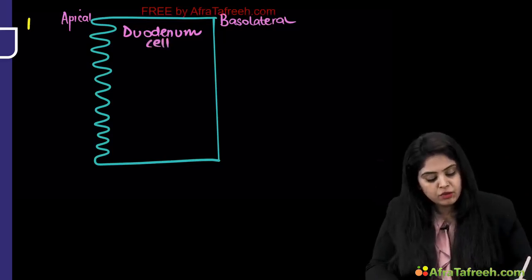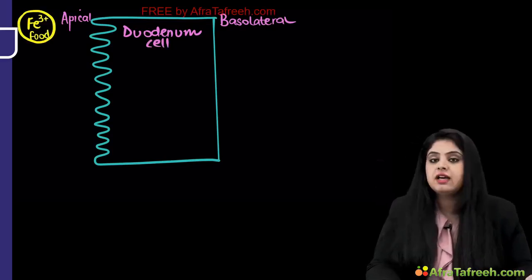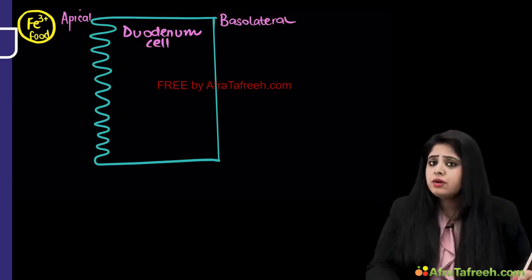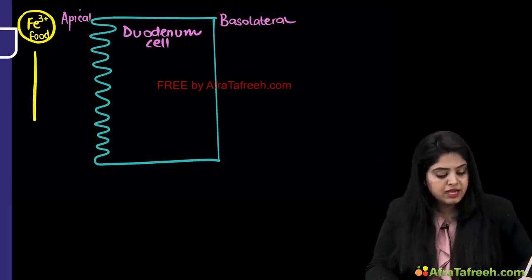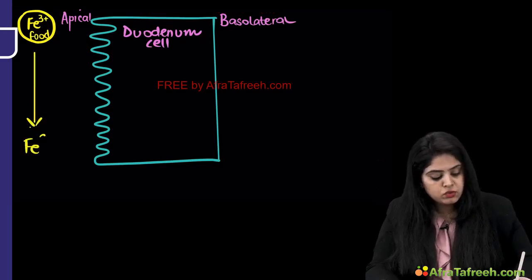And here you have your food with iron. Food has which kind of iron? Food has Fe3+ wala iron. But can I absorb Fe3+ iron? No. What will I have to change it into? I will have to change it into Fe2+ iron.